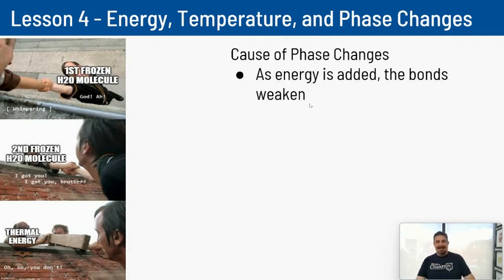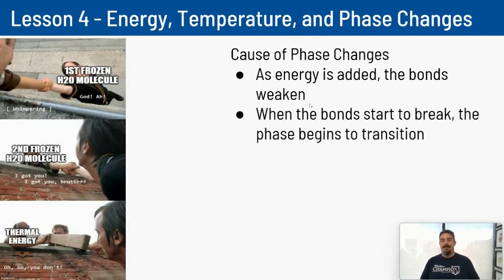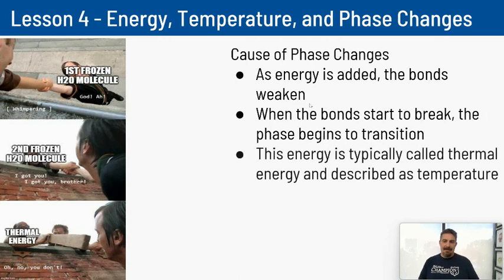But as energy is added, the bonds start to weaken. And when they start to break, the phase begins its transition. That's when we start changing, when those bonds are breaking. And now the energy is typically called thermal energy, and we describe it as temperature, like, oh, it's 30 degrees, it's 40 degrees, it's 80 degrees in Fahrenheit. In Celsius, it could be a smaller number typically, unless you're heating something up a lot.